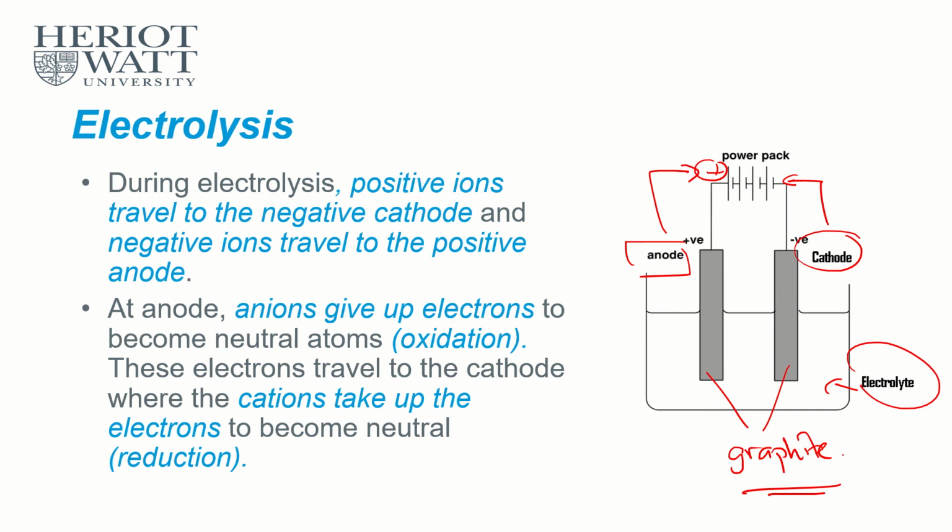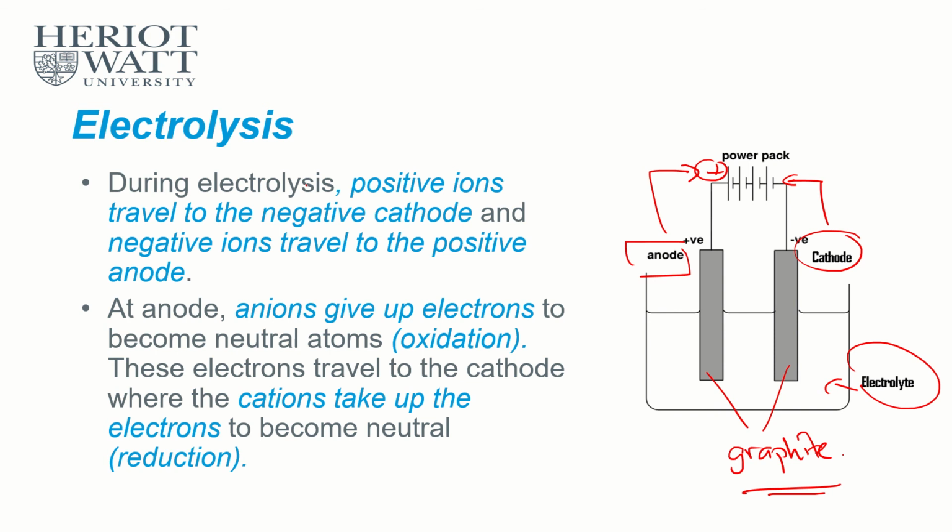Now you may ask, what about platinum? Okay, what about palladium? All these are inert metals, but platinum and palladium, obviously, are more expensive than carbon or graphite. So therefore, in the majority of cases, we are using graphite in the electrolytic cell.